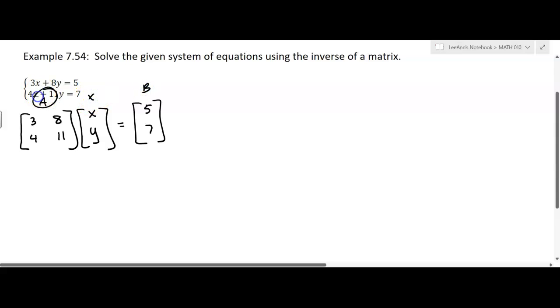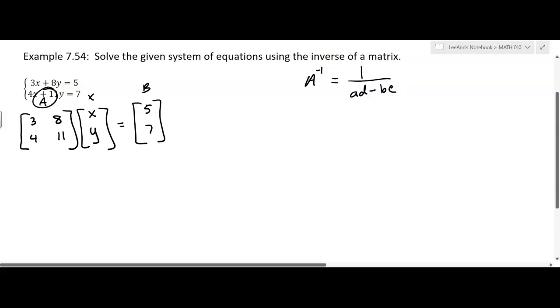Now, this is the A, this is the x, this is the b. The goal is to get the inverse of A. And I probably have that written in my way. But that's what we have to do. Okay, so we have to find the inverse. That's what we've been working on. We're going to use that handy formula.